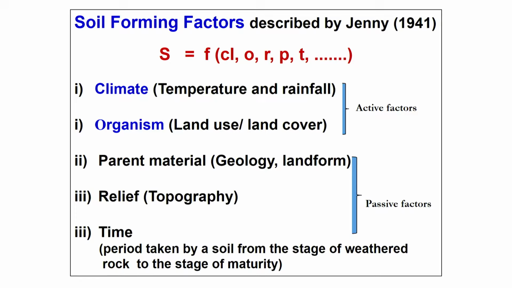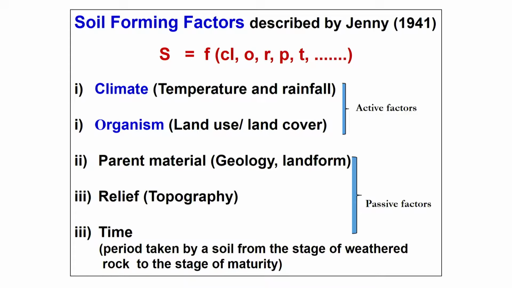These 5 factors, we can divide climate and organism as active factors. In climate, temperature and rainfall, and in organism, various kinds of land use, land cover, they provide energy to the system. They are responsible for the weathering of soil, leading to various soil processes. And these active factors act over the passive factors, meaning parent material, what kind of geology is there, what kind of landform is there, what kind of topography is there.